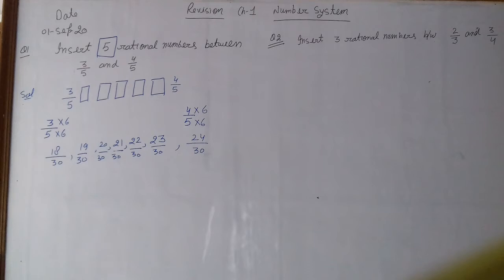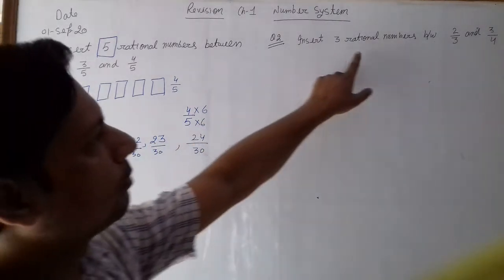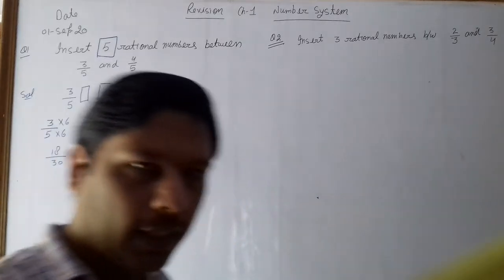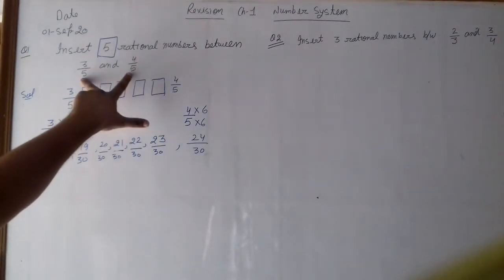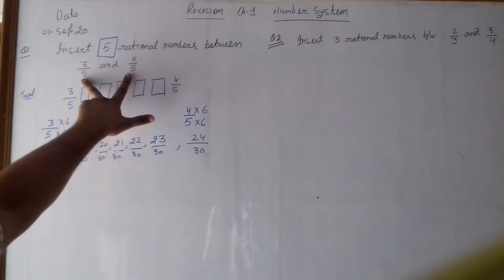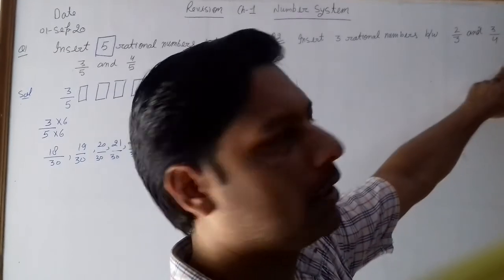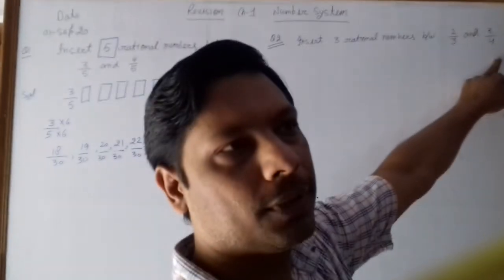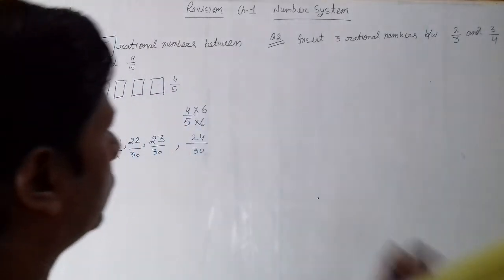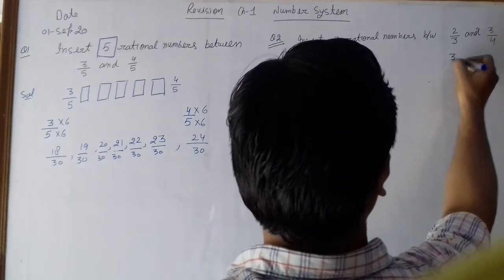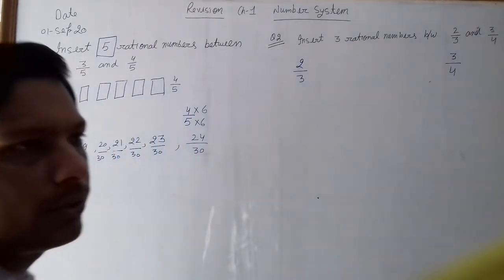Right students? Okay, just see one more example of this kind in which we have to insert 3 rational numbers between 2 upon 3 and 3 upon 4. As you saw before, the denominator was the same in both numbers, and here you will observe the denominator is different. Here the denominator is 3 and here the denominator is 4. So first 2 upon 3 and here 3 upon 4.